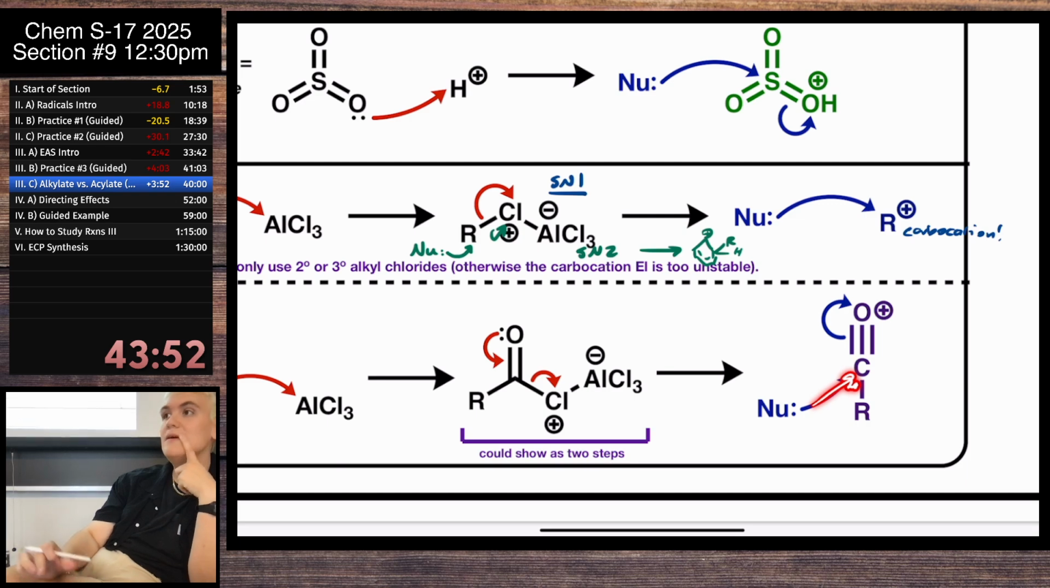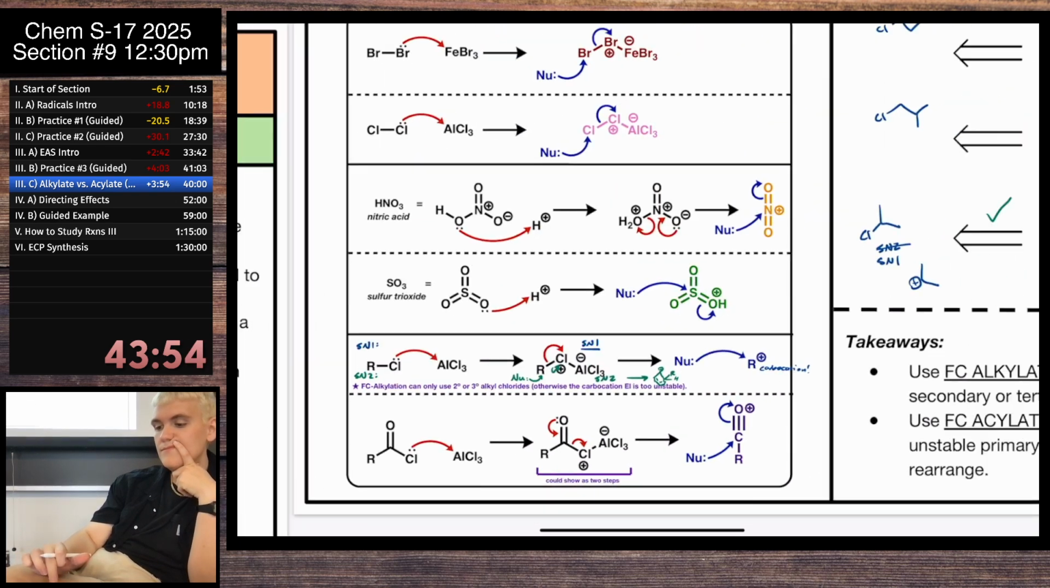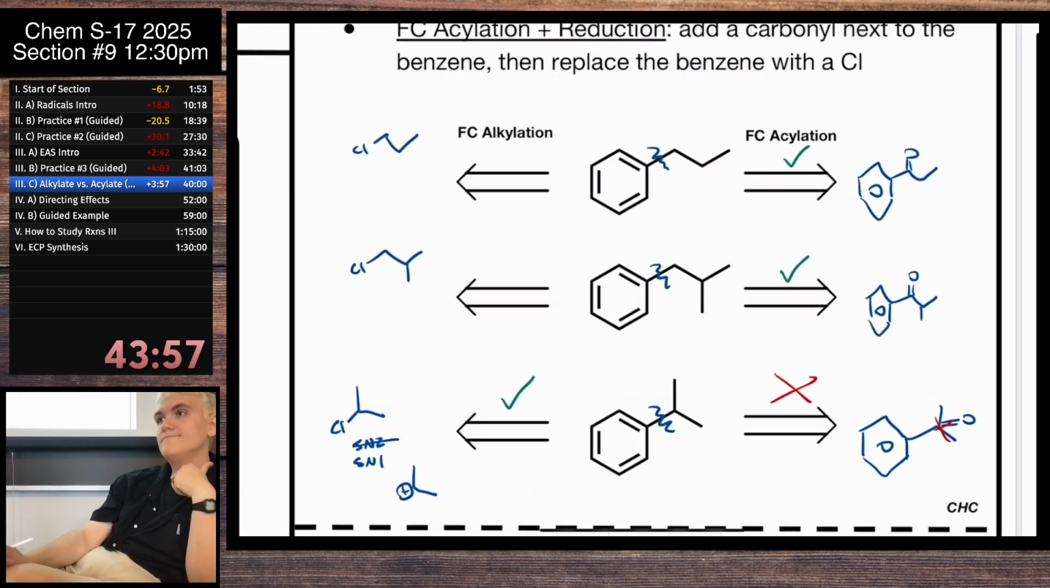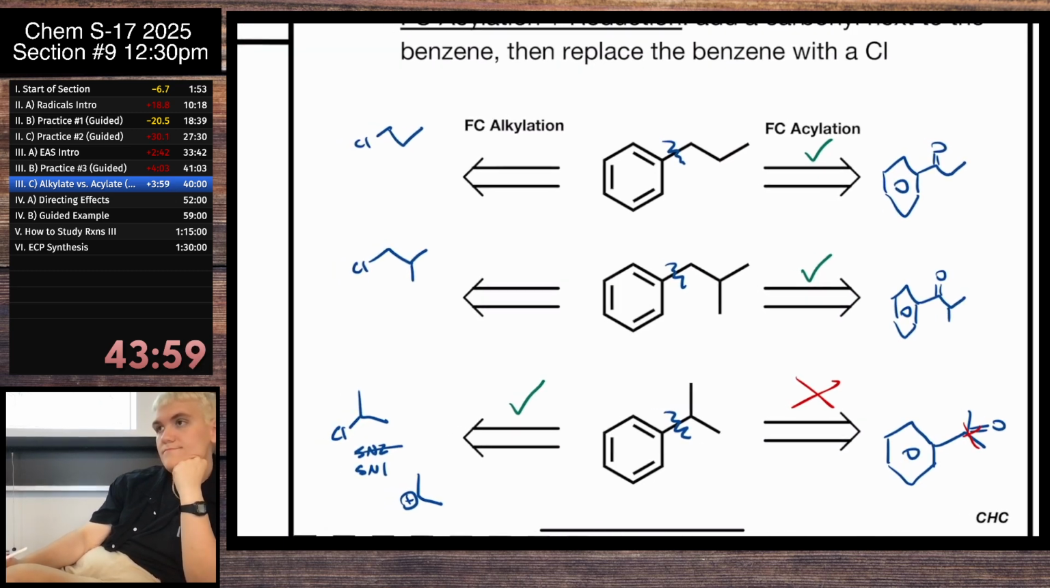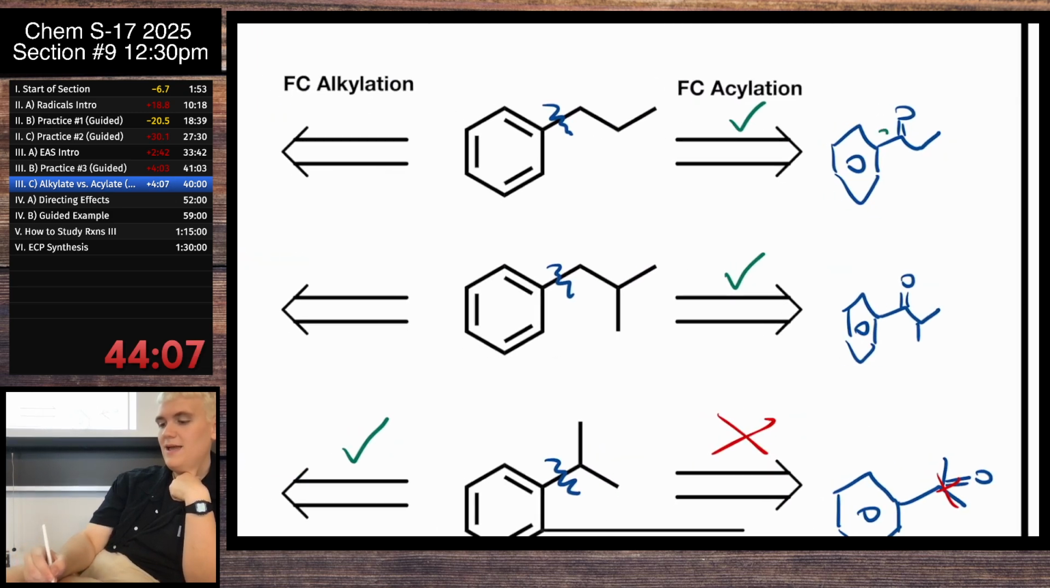So for both alkylation and acylation, you start with a benzene, and then for alkylation, you add the alkyl halide with AlCl3. And for acylation, what's the reagent? So for acylation, we can go back one step further, and these are acid chlorides. So we could add that acid chloride, or we can add this acid chloride.